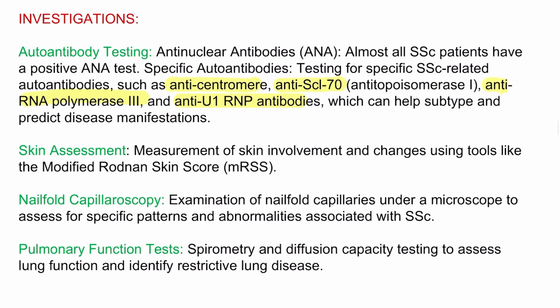Measurement of skin involvement changes uses tools like the modified Rodnan skin score. You're not going to do it, but just mention it so the examiner knows how you will assess the skin involvement.